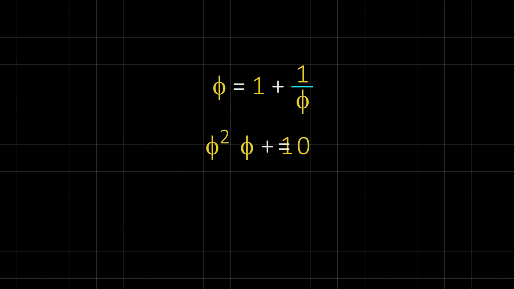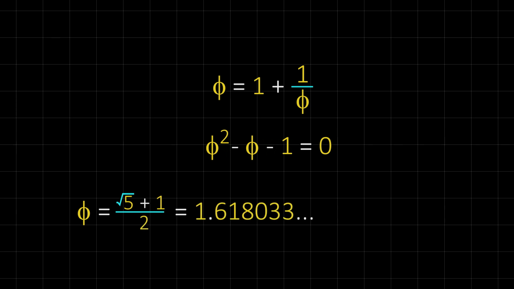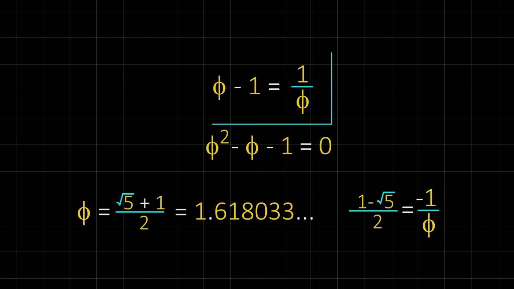And phi is the positive root of this equation, so phi equals (square root of 5 plus 1) all over 2. But the other root of this equation is (1 minus square root of 5) over 2, which is equal to minus 1 over phi. If we subtract 1 from phi, we get its reciprocal.